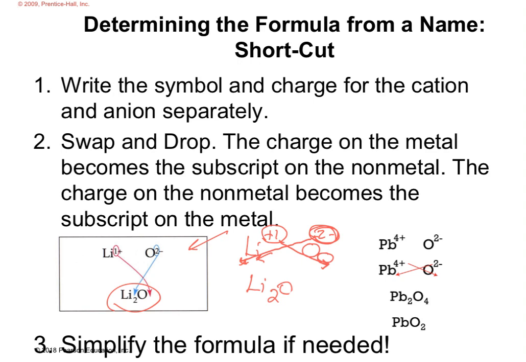All right, so the swap and drop is a method that, if you're in a hurry, can be good. One of the things I want to warn you with if you're using that method is the resulting formula that you get. If it can be mathematically simplified, you must do so. So you can see here Pb2O4, which is the answer you get from swapping and dropping, can be simplified further to PbO2. And if you select Pb2O4 and forget to simplify it, you will get it wrong. So it's very important to simplify if you can after you crisscross.